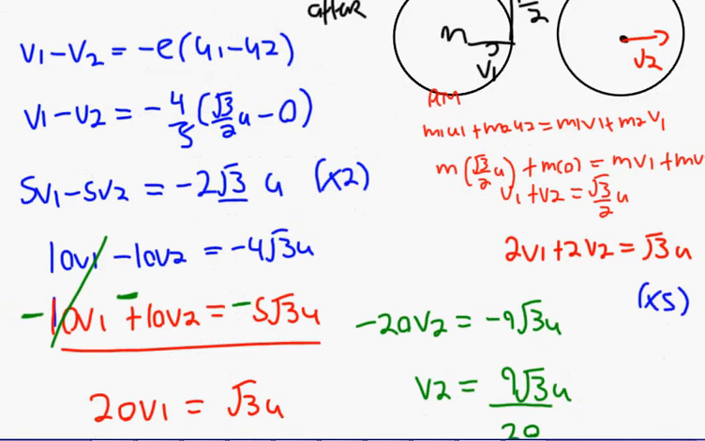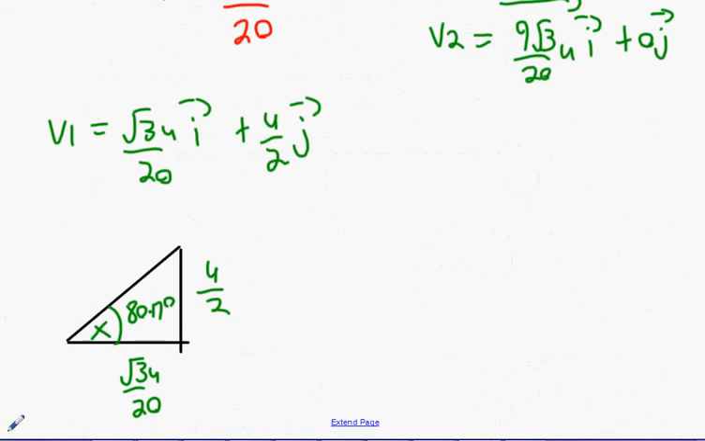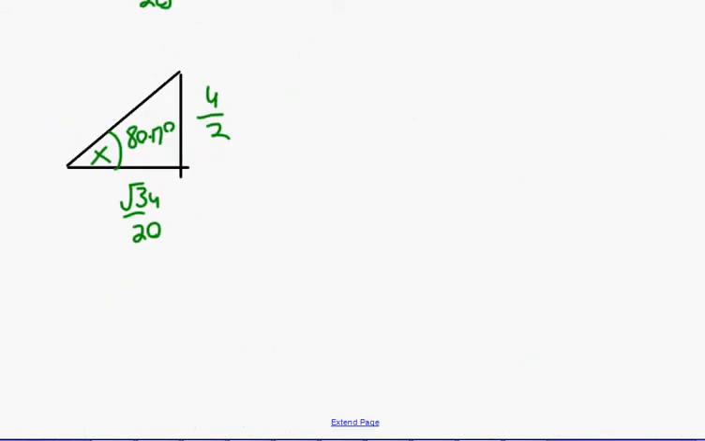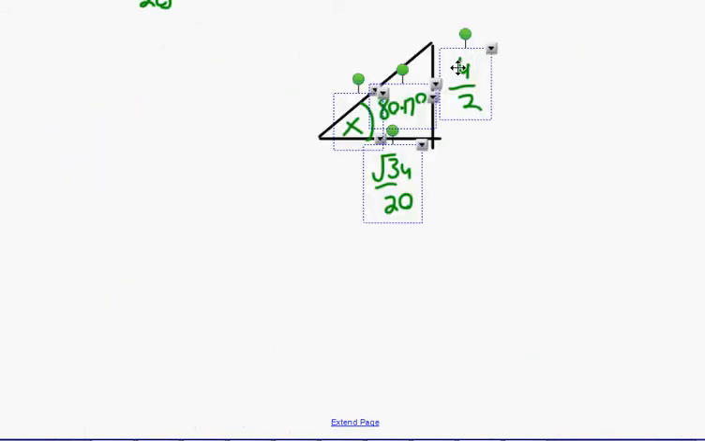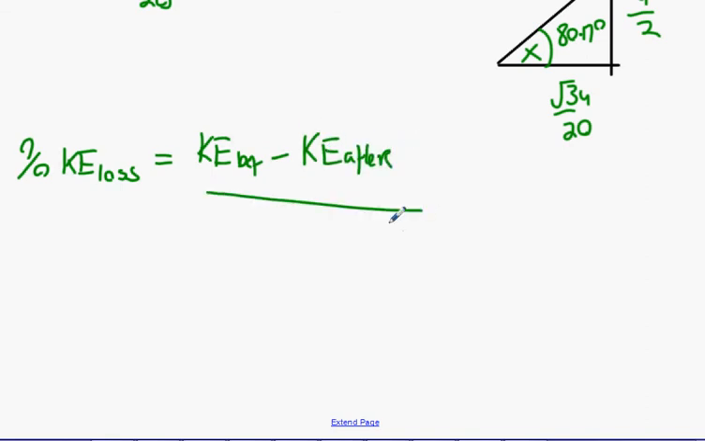Cool. Now, find the percentage loss in kinetic energy due to the collision. Oh, beautiful. Percentage kinetic energy loss again, okay? So all I have to do is this. Very repetitive. Percentage KE loss equals KE before minus KE after, divided by KE before, multiplied by 100.